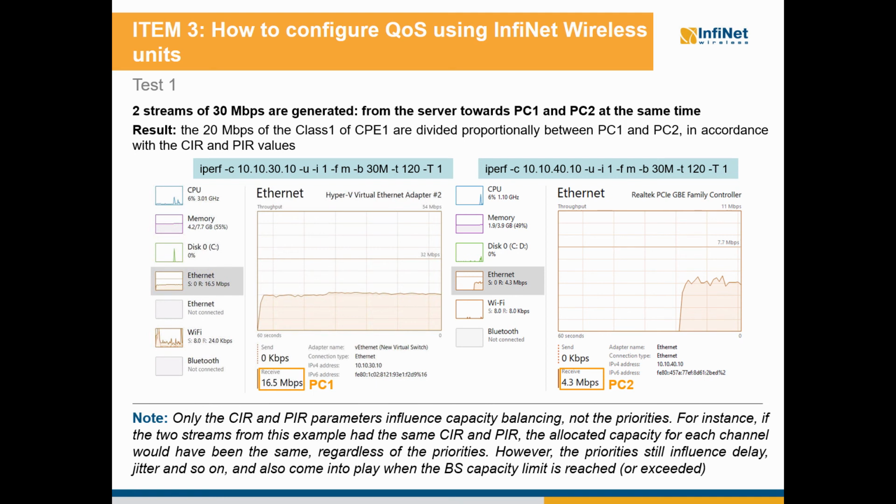It is important to note that only the CIR and PIR parameters influence capacity balancing, not the priorities. For instance, if the two streams from this example had the same CIR and PIR, the allocated capacity for each channel would have been the same, regardless of the priorities. However, the priorities still influence delay, jitter, and so on, and they also come into play when the base station capacity limit is reached or exceeded.